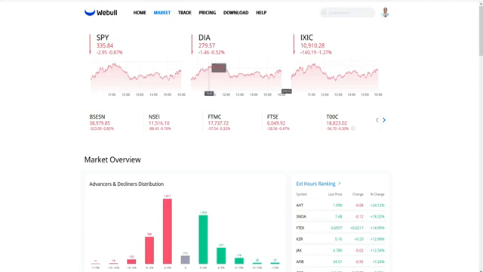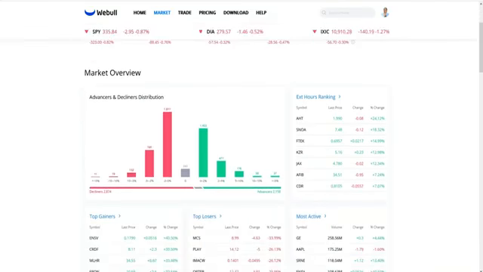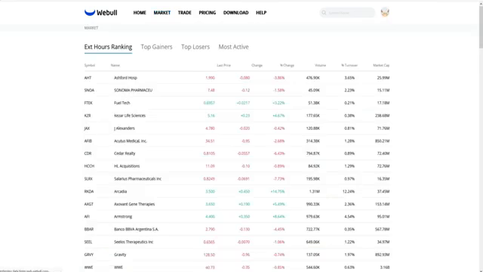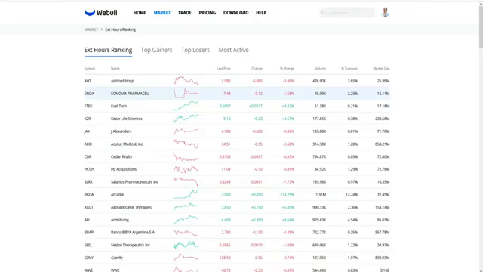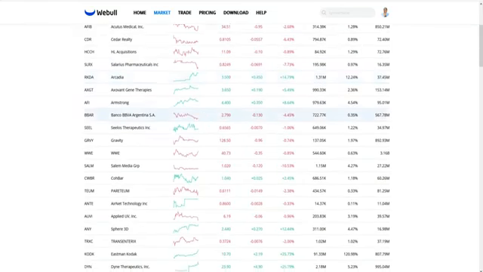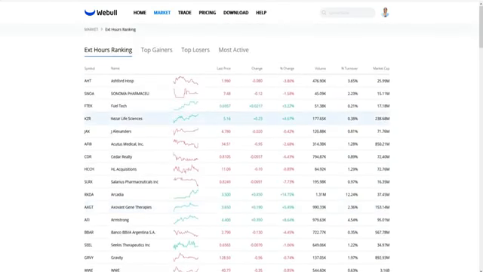So basically, once you get here, here's where I want you to go. If you scroll down and look right here where it says extended hours, EXT stands for extended hours ranking. If you click on this list, it's going to show you the list of stocks that are trading either pre-market or after hours, the stocks that are gapping. The ranking here is based mostly on either volume or market cap. There are different ways that it ranks, but this is a list of the stocks that are gapping after hours, so extended hours.